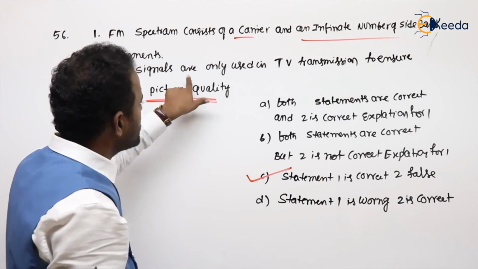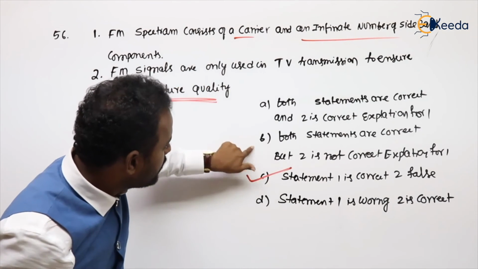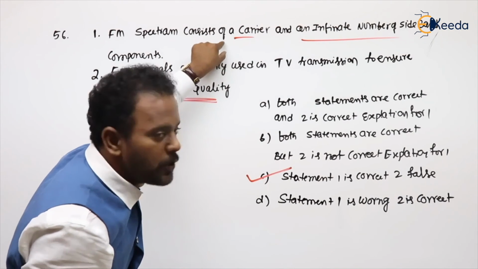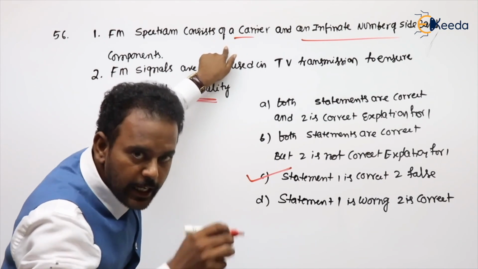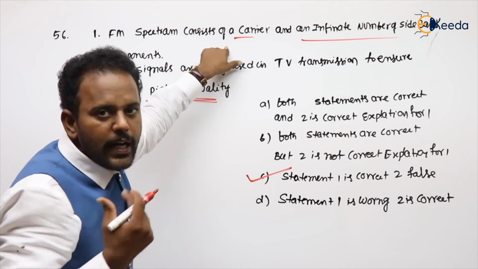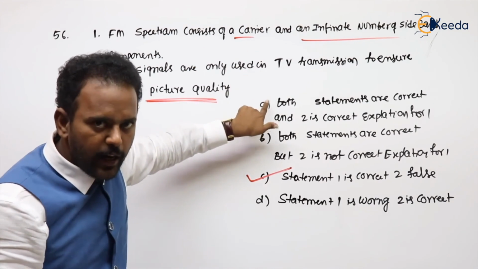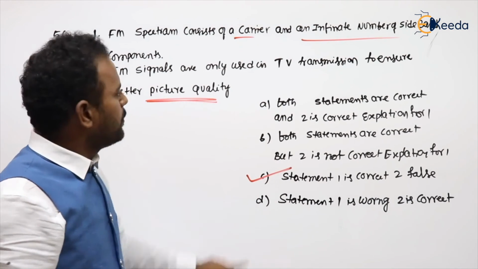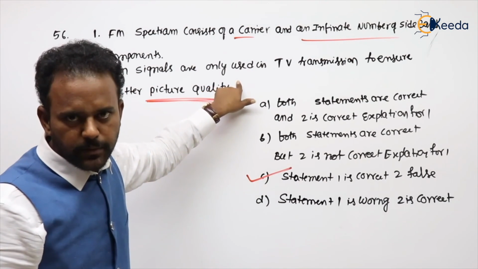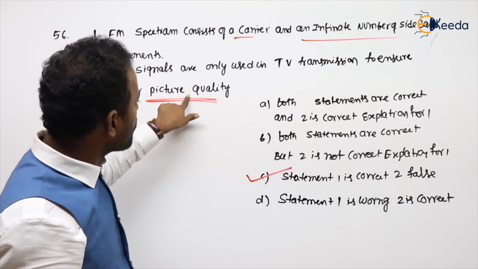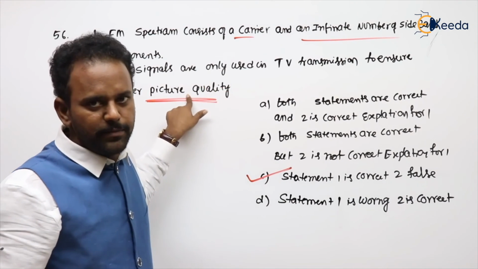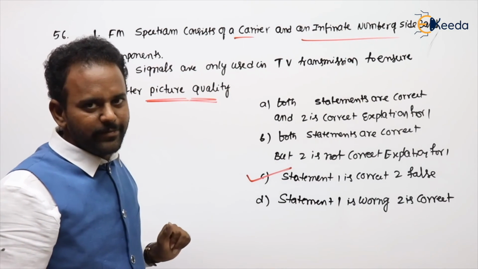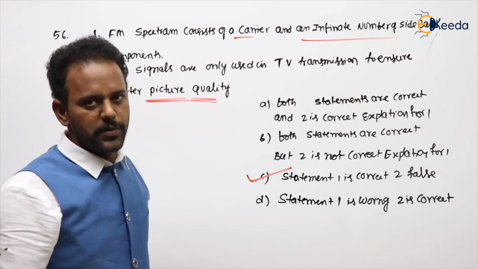For example, if this were also correct, then the confusion would be there between A and B. Then what you have to do? In between you can keep it, but then you can read. If it looks like a meaningful one, go for A. Not a meaningful one, go for B. But that point did not come here because statement 2 is wrong. If they had said audio quality, then I would have to think. But he told picture. For picture, VSB we are using.